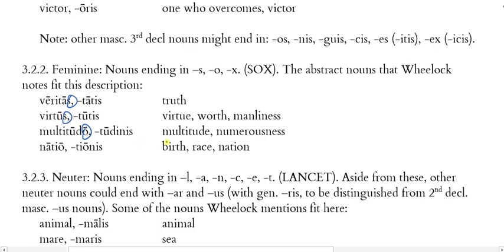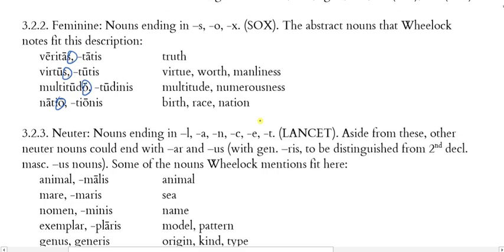And multitudinis, multitude or numerousness. And then natio and nationis. Here we have a birth, race, or nation, but that ends with o as well. Okay, so that's the SOX principle.